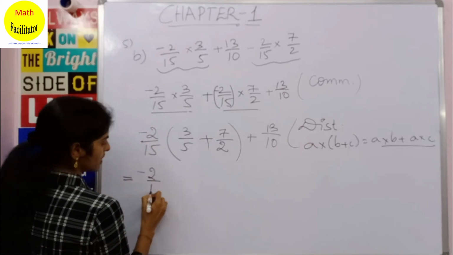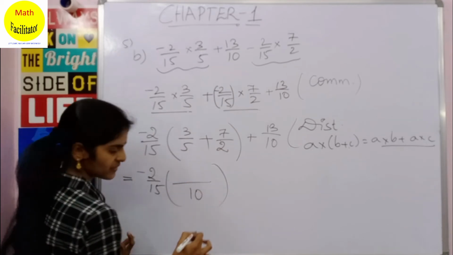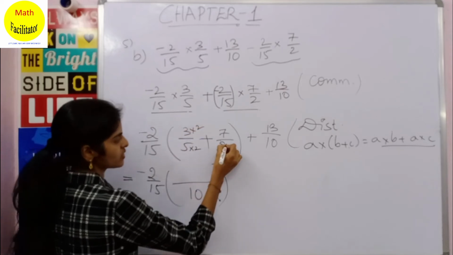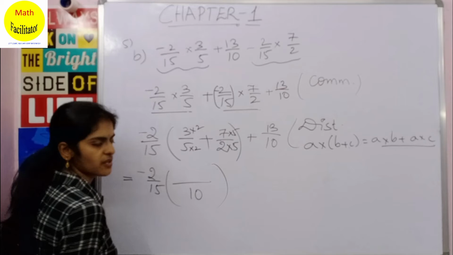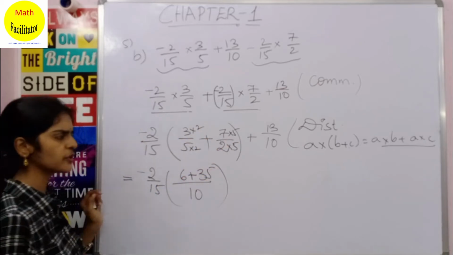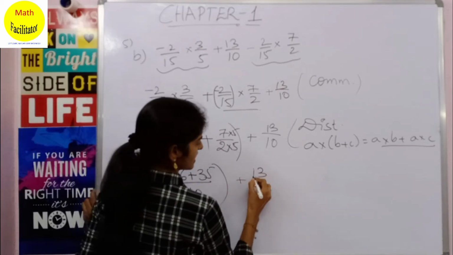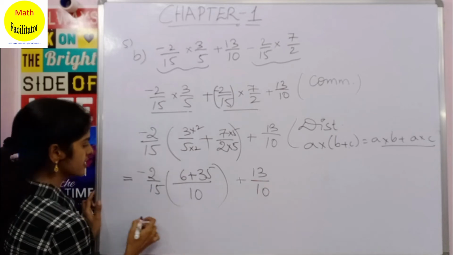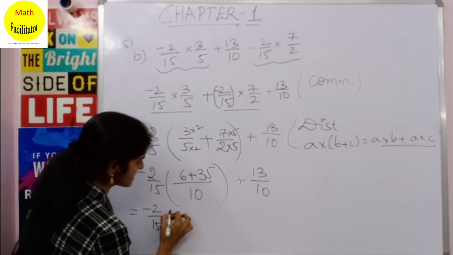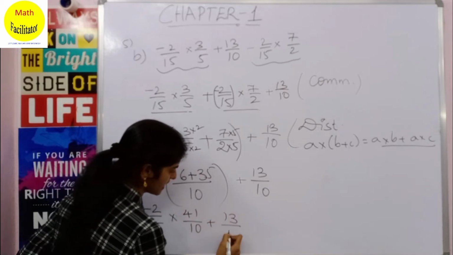Now simplification is very easy. How? So minus 2 by 15, first solve the brackets. Taking the LCM of 5 and 2, which is 10. So here you multiply by 5, 2s are 10, and here 3 2s are 6, 2 5s are 10, 7 5s are 35. So 3 2s is 6 plus 7 5s 35. I hope you know how to take the LCM of fractions, plus 13 by 10. So now it is minus 2 by 15 into, 6 plus 35 is 41 by 10, plus 13 by 10.